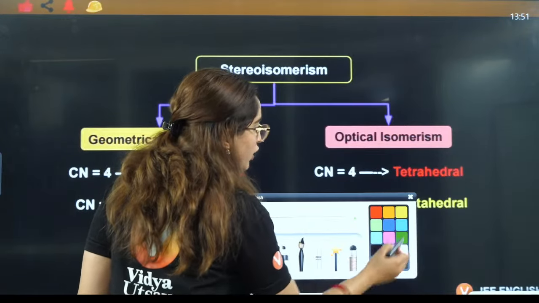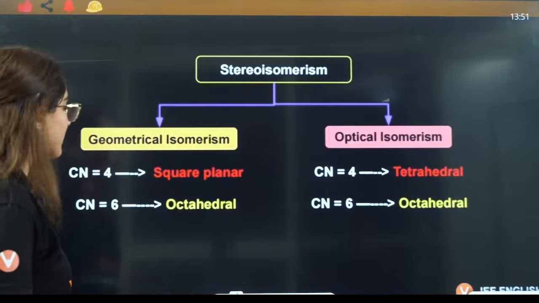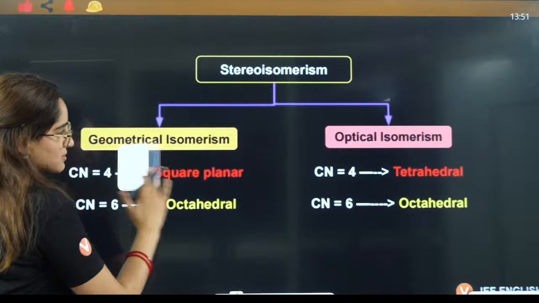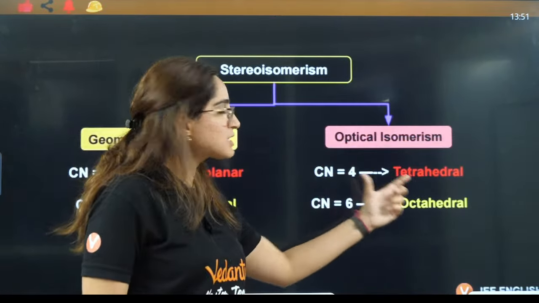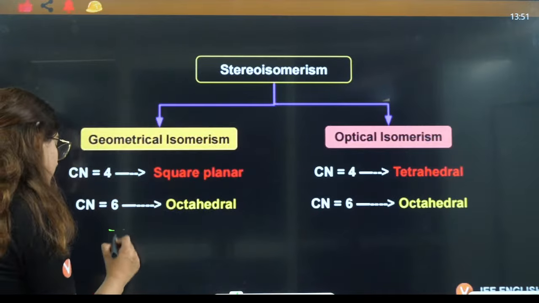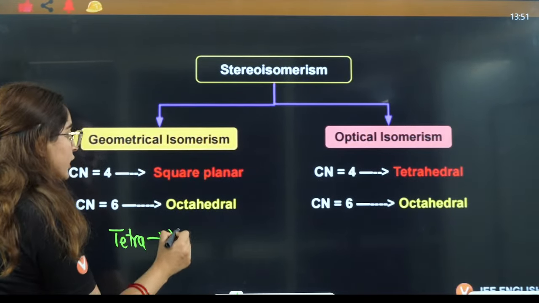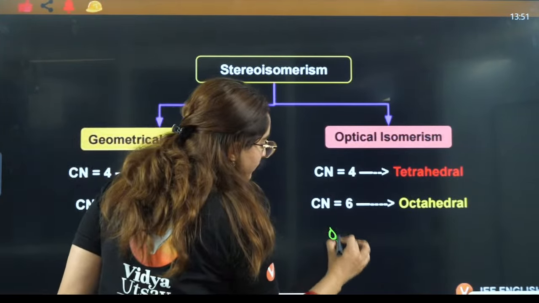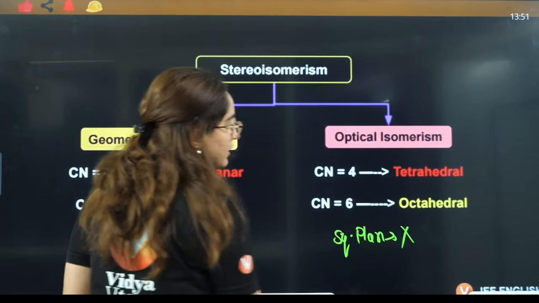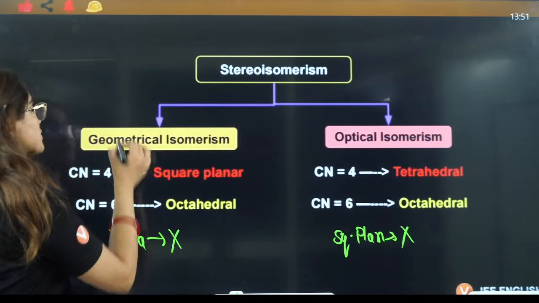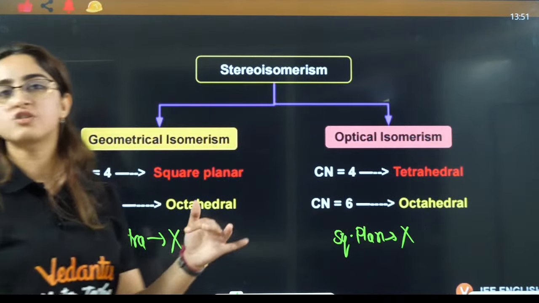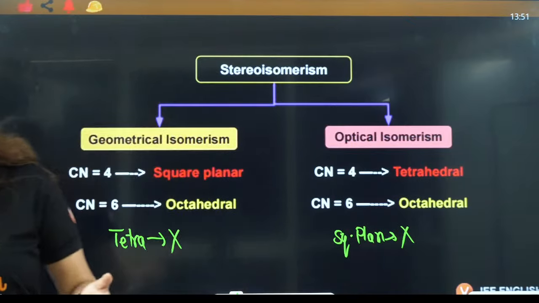In this case, geometrical isomerism is only given by square planar and octahedral complexes, and optical isomerism is given by tetrahedral and octahedral complexes. That means tetrahedral complexes will not give geometrical isomerism and square planar will not give optical. Why? Because for geometrical isomerism you should have cis-trans. Now in tetrahedral complexes cis-trans is not possible because all the sides are symmetrical.